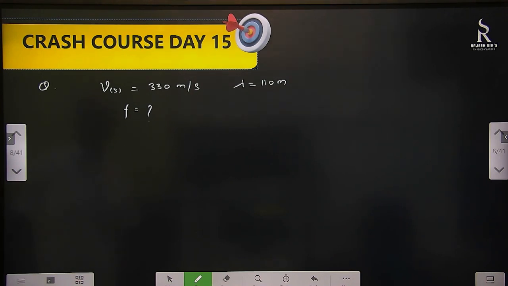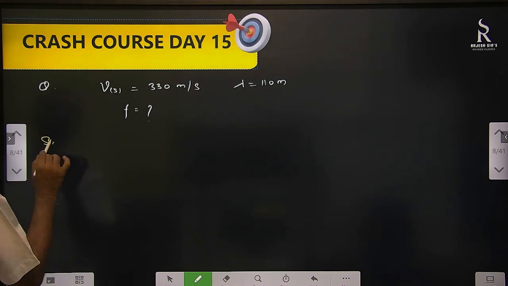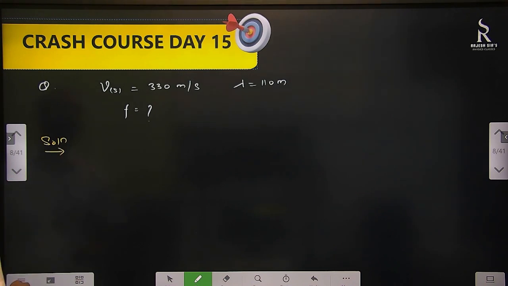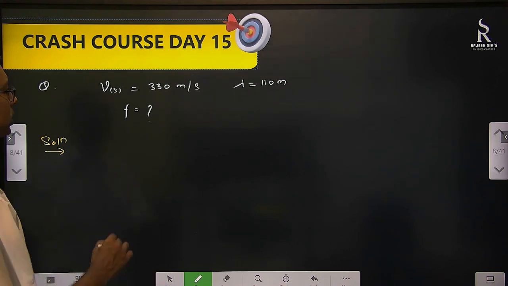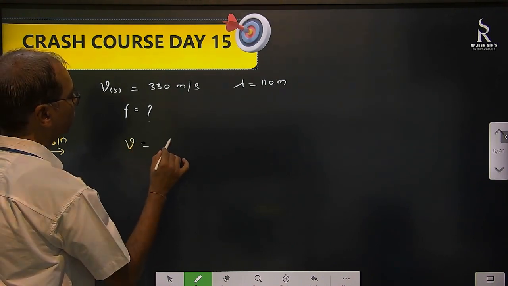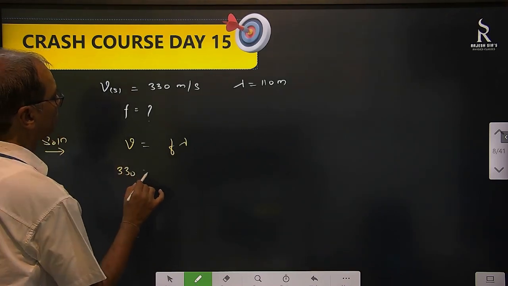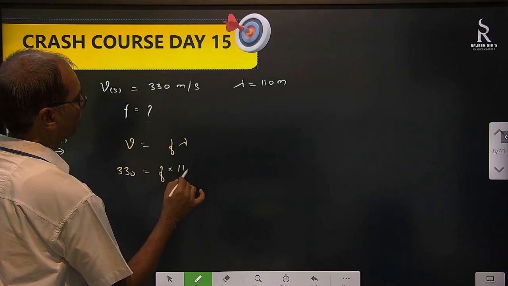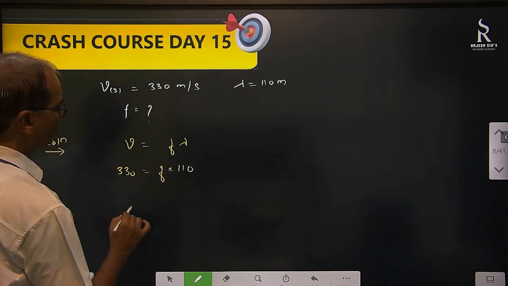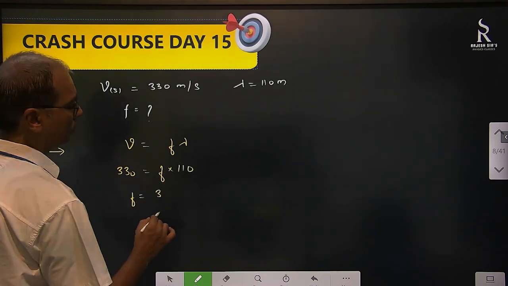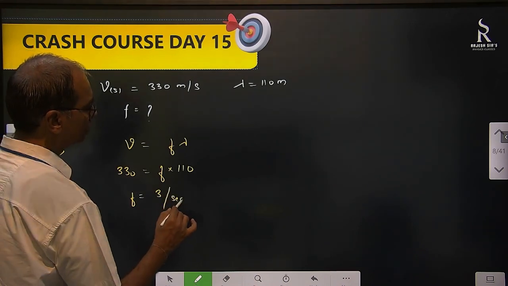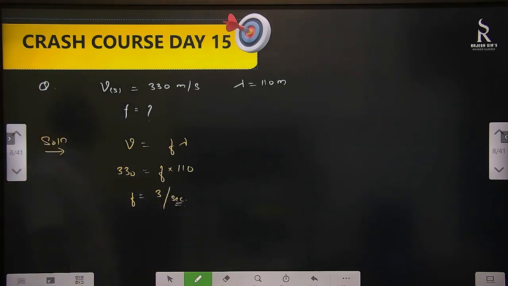Okay, let's see a question now. It says the velocity of sound is 330 meters per second and the wavelength associated with that wave is 110. So frequency, a very basic question is asking. V equal to what? Frequency into wavelength, we know. So this is 330, this is f, and this is 110. So frequency is 3 per second. Okay, 3 per second, very basic question. Alright.